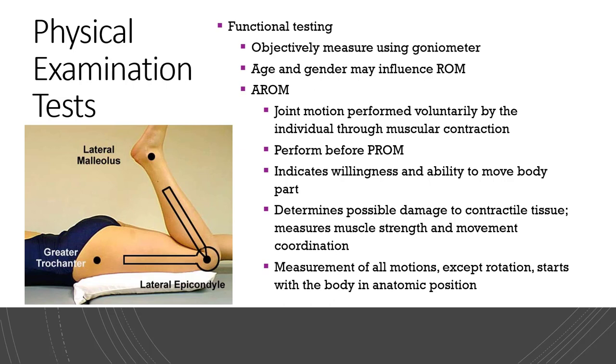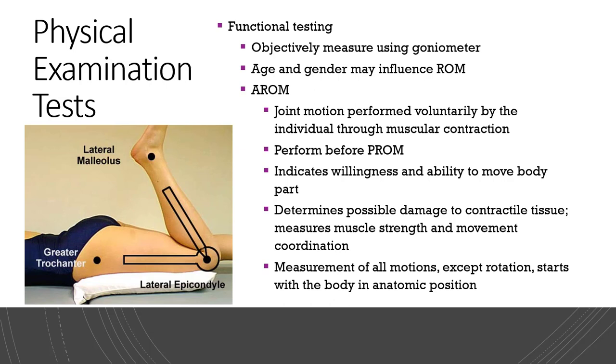Measurements are obtained by placing the goniometer's stationary arm parallel to the proximal bone. The axis of the goniometer should coincide with the joint's axis of motion, and the moving arm is then placed parallel to the distal bone, using specific anatomical landmarks as points of reference. Unless contraindicated, active range of motion, meaning the patient is moving themselves, should always be performed before passive range of motion, meaning that the clinician is moving the patient.